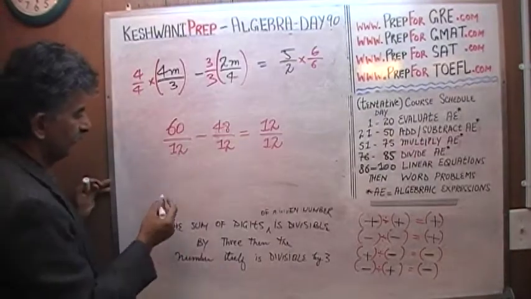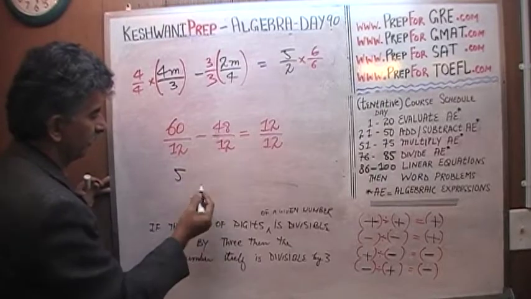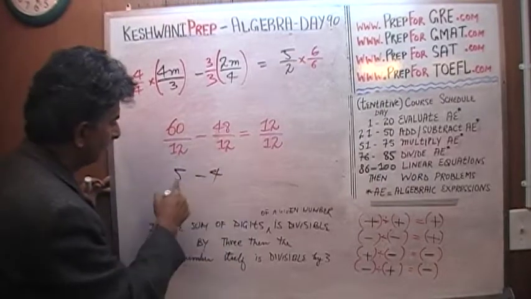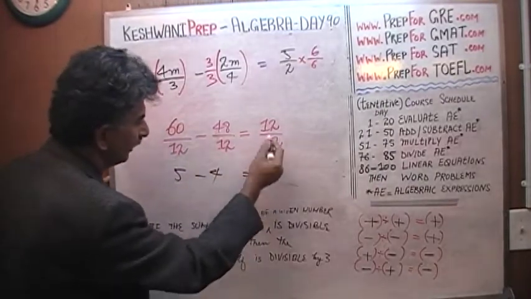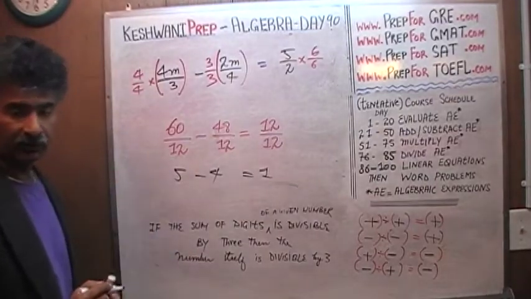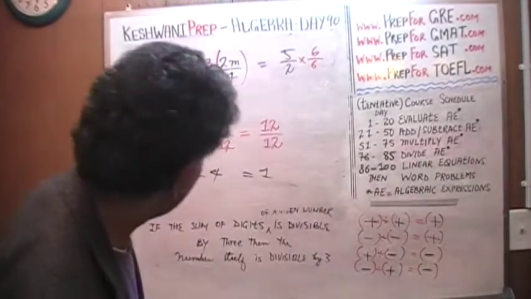60 divided by 12 is 5. 48 divided by 12 is 4. 5 minus 4 equals 1. 12 divided by 12 is 1. It's a valid equation. But notice what happens.